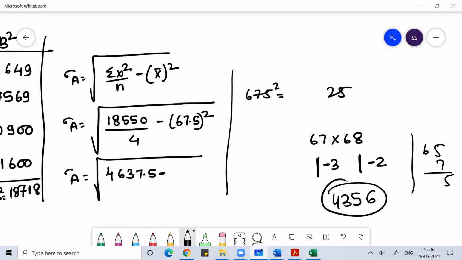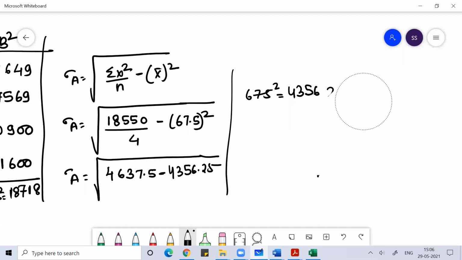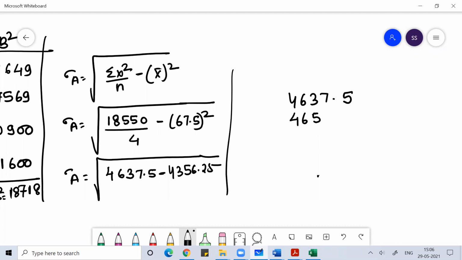So this is Vedic maths. If you know Vedic maths, your calculation will be very good. So this would be 4556.25. You can do this now. So 4637.5. Okay, you are getting negative values. Okay, sorry.